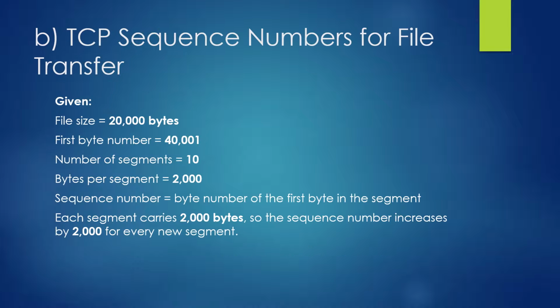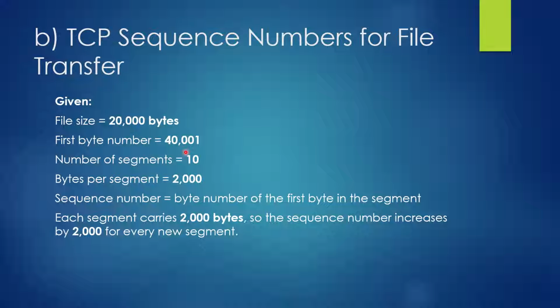The second part is TCP sequence number for file transfer. What are the given terms? File size. The given file size is 20,000 bytes. First byte number is 40,001. What is the total number of segments? 10. And what are the bytes per segment? 2000. So there are 2000 bytes per segment and we have to find it for each segment up to 10 segments.